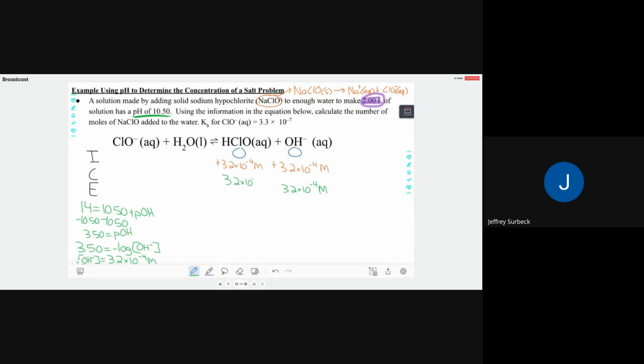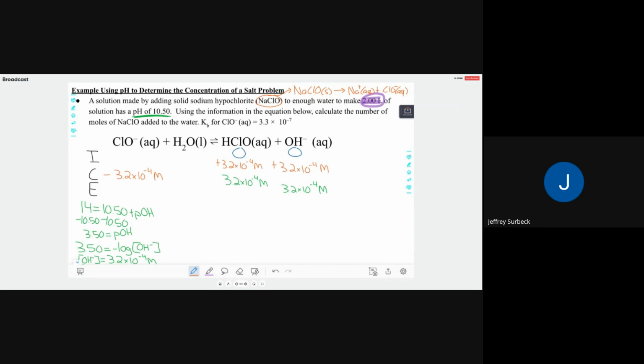Now, while we're talking about change, I'm going to actually talk about our C for change before we even talk about our initial and equilibrium value here. So if our right-hand side is gaining, our left-hand side has to be doing what? Very good. Losing, and it's still a 1-to-1 coefficient, so how much will this side lose? 3.2 times 10 to the negative fourth, big capital M.